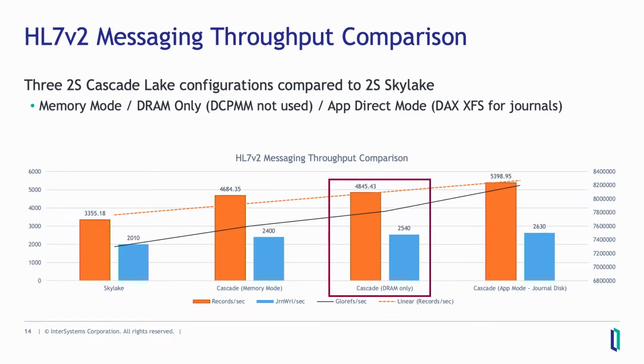Another way of looking at it, though, is that there's roughly less than a 5% reduction in write throughput when comparing DCPMM to DRAM. So the penalty of a high write workload is very minimal.